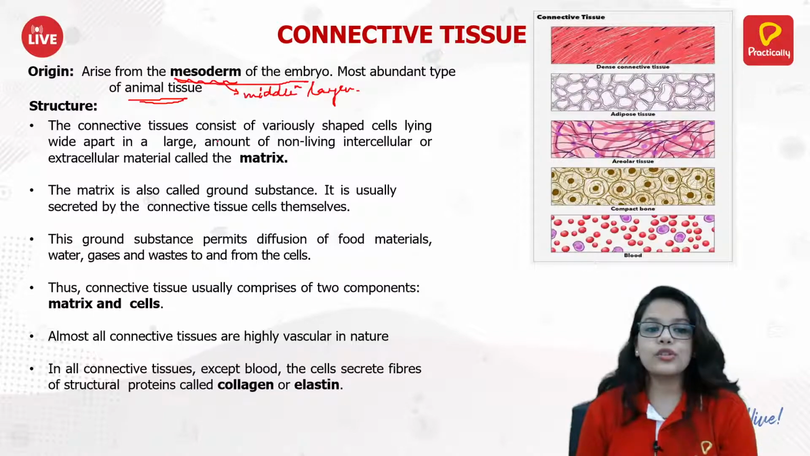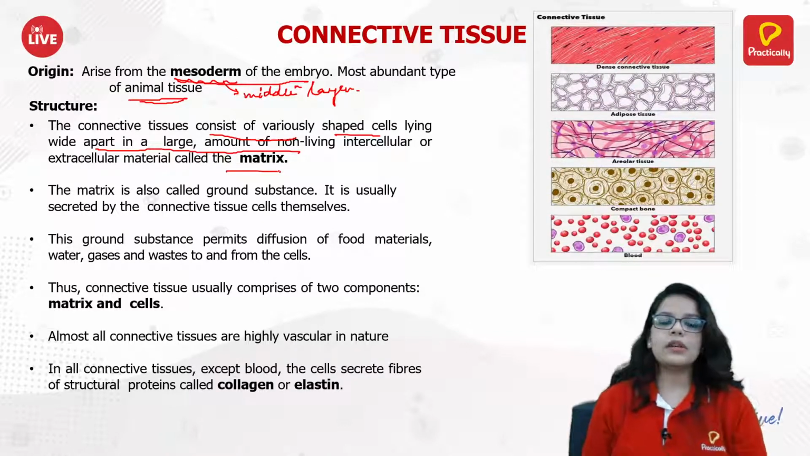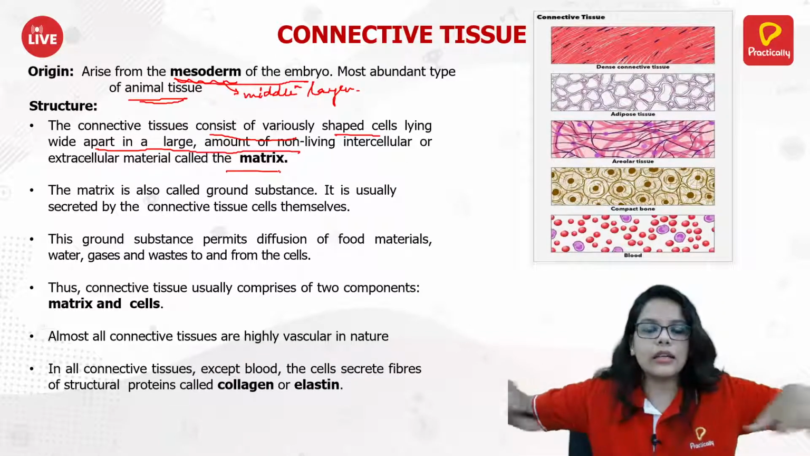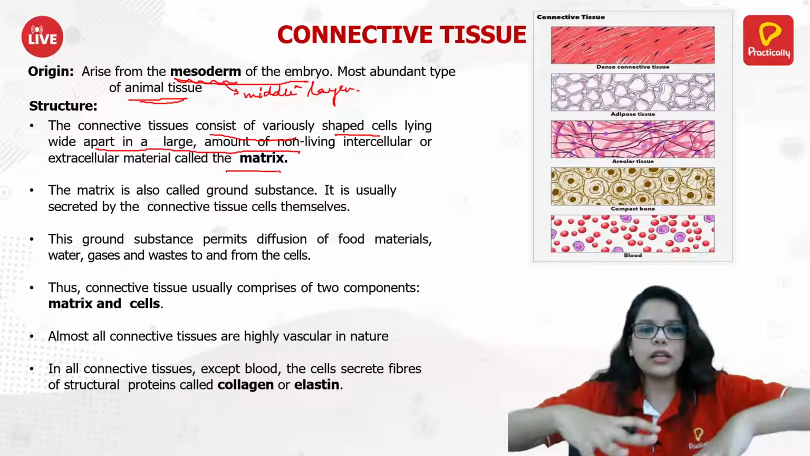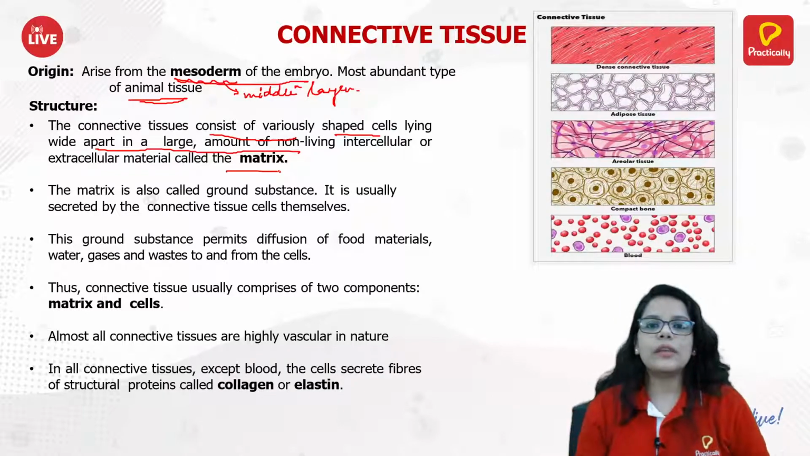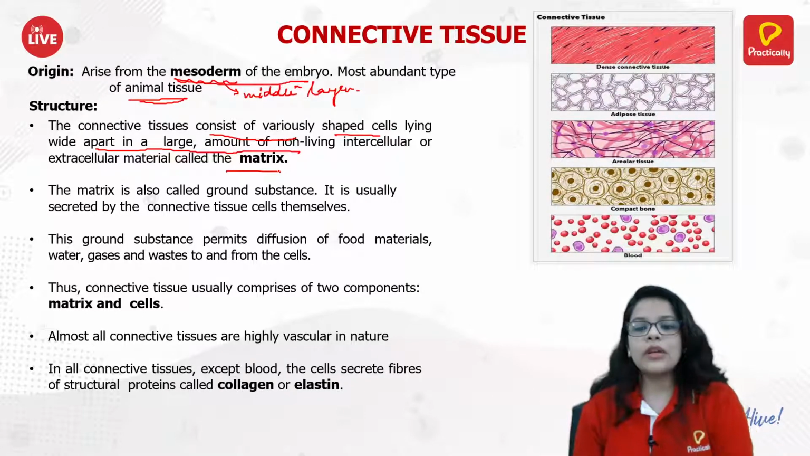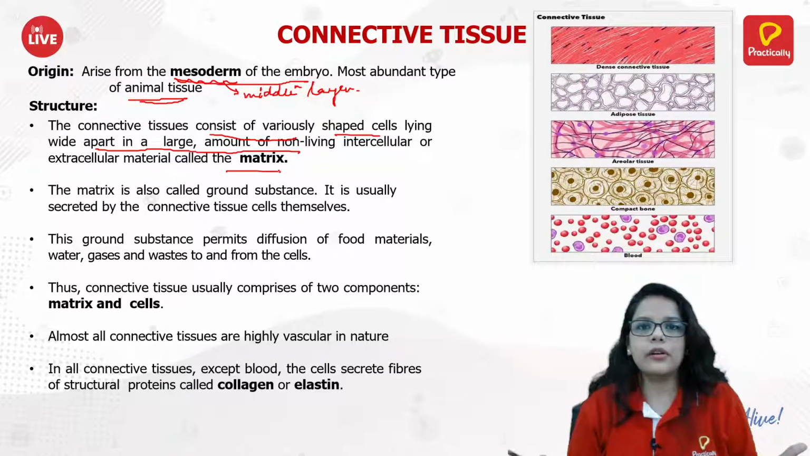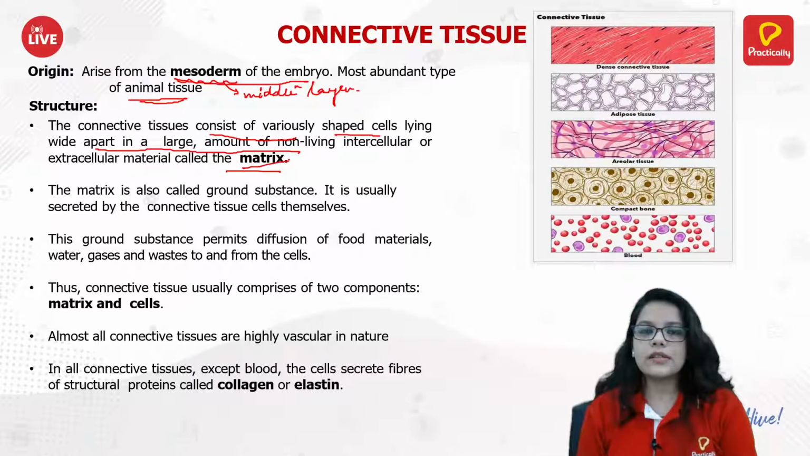The connective tissues consist of variously shaped cells lying wide apart in a large amount of non-living intercellular or extracellular matrix. They have a lot of cells, and it's a huge area they cover. Connective tissue covers a huge area, and they have cells lying wide apart. In the epithelial cells, we saw cells that were closely packed with each other. Here they are lying wide apart on something called the matrix.